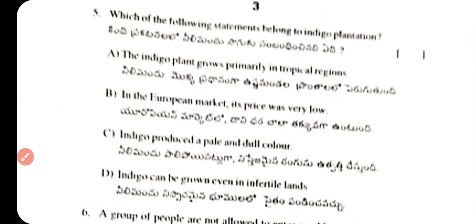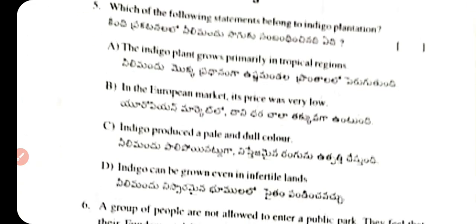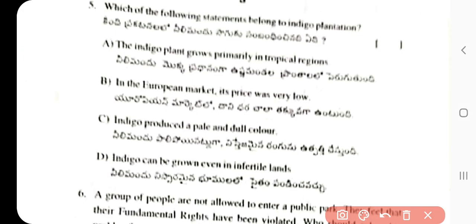Question number 5. Which of the following statements belongs to indigo plantation? Option A is the correct solution of the fifth question. The indigo plant grows primarily in tropical regions.